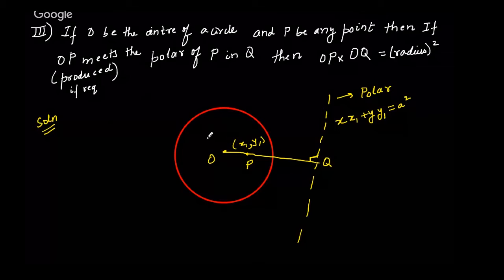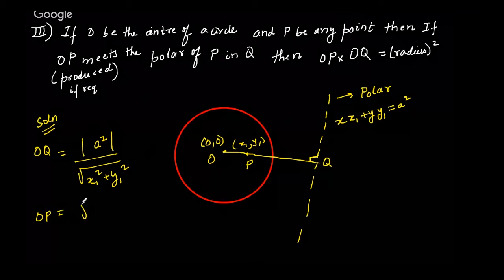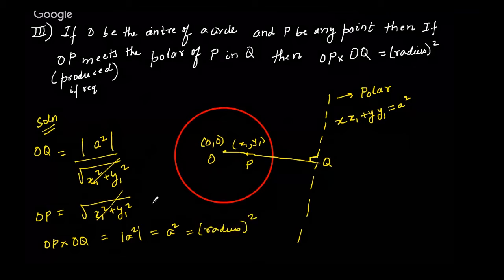It's very simple. From the origin, if I find the distance OQ, I just have to use the distance formula. So the distance formula will give me mod A square by under root of x1 square plus y1 square. Correct? This is your OQ. And OP is already under root of x1 square plus y1 square. So when you multiply OP into OQ, you are left with mod of A square only, because this and this will get cancelled off. So that's actually square of the radius. Right? Okay.